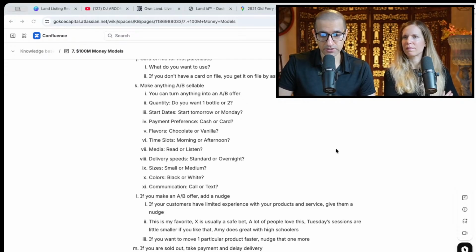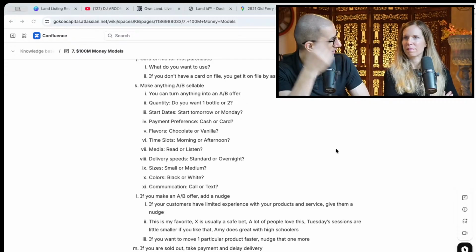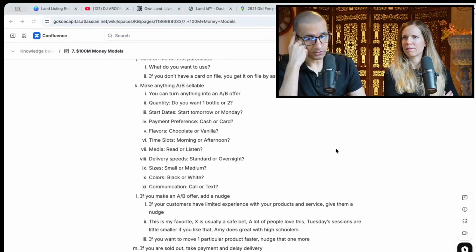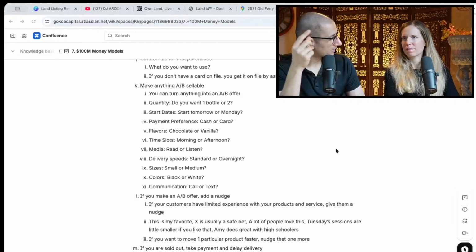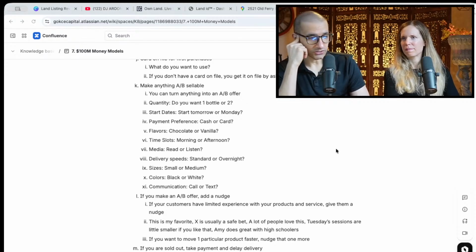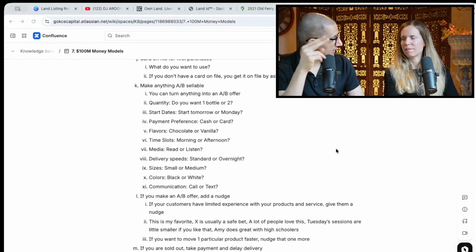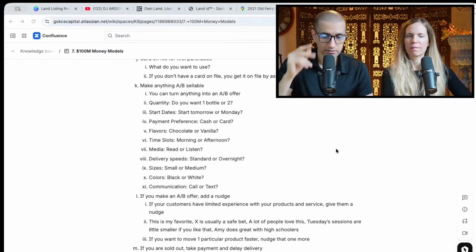Delivery standards. Do you want it shipped standard or overnight? Sizes. Would you like the shoe in small or medium? Colors. Would you like the dress in black or white? Communication. Would you prefer call or text? Right?